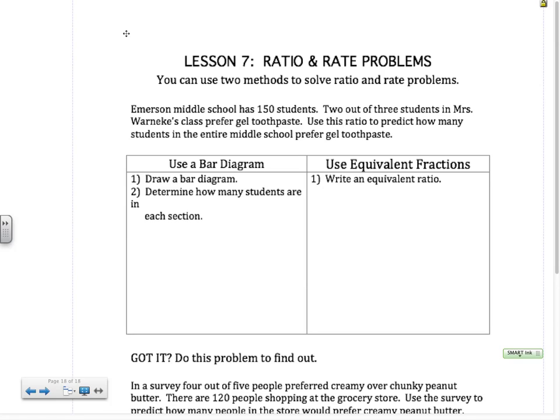All right. Lesson 7, ratio and rate problems. You can use two methods to solve ratio and rate problems. We know a lot of stuff. So this problem's a little bit different, so pay attention.